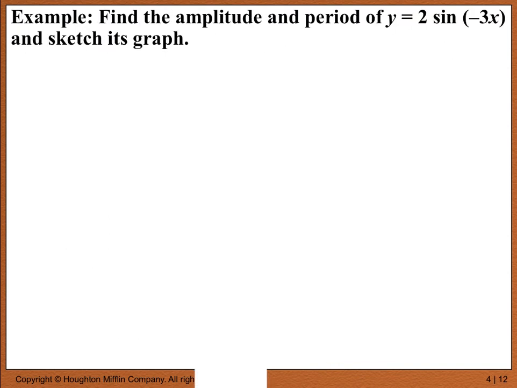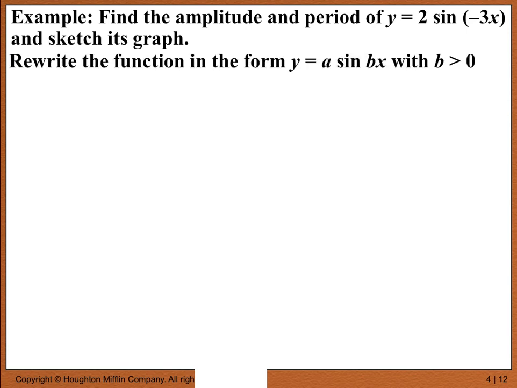Example, find the amplitude and period of y equals 2 sine negative 3x and sketch its graph. All right, I'm going to get you started on this example and then you'll do the rest. Rewrite the function in the form y equals a sine bx with b greater than 0. All right, so basically all this is telling us is you want to get rid of that negative within the parentheses because it's easier to work with something when the negative isn't in there.